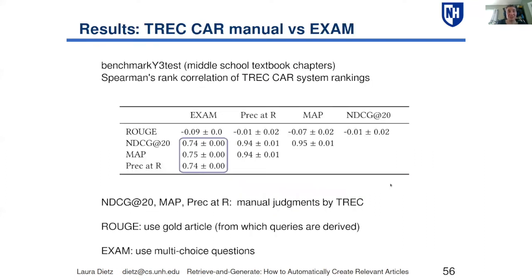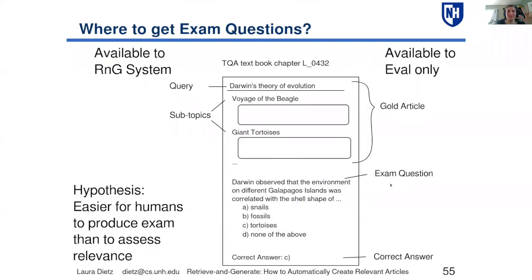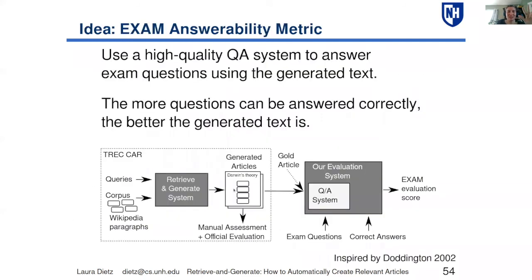This is how well it worked. So keep in mind, what we had here is three completely different pieces, right? One was manual assessment based on the passages that were produced in this article. Track assessors looked at each of these passages and said, this must, should, or can be mentioned. This one doesn't. That's where we get MAP and all the other metrics from.